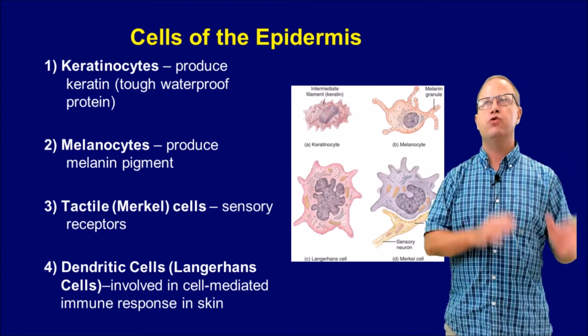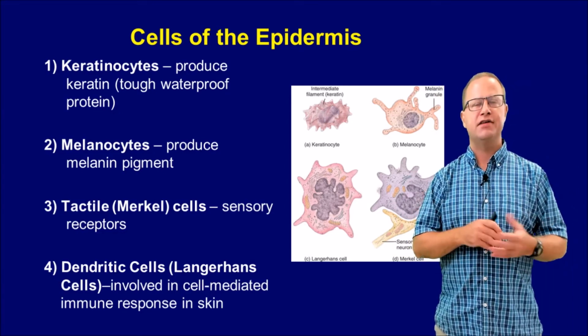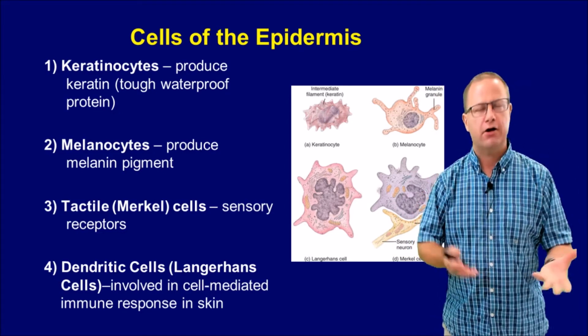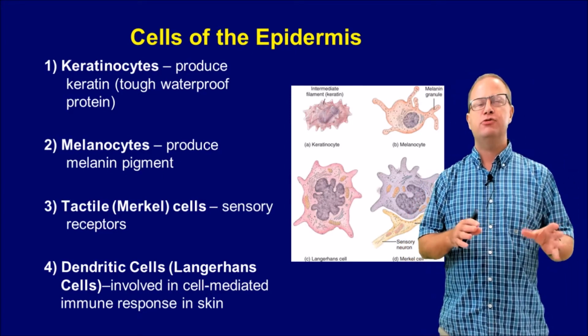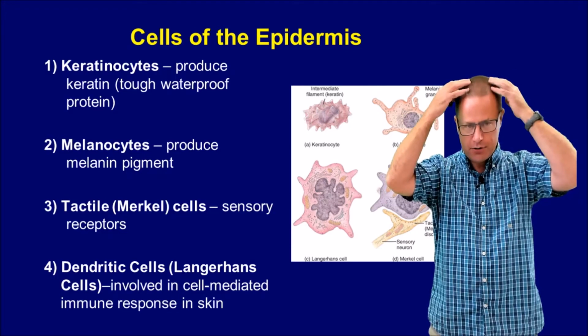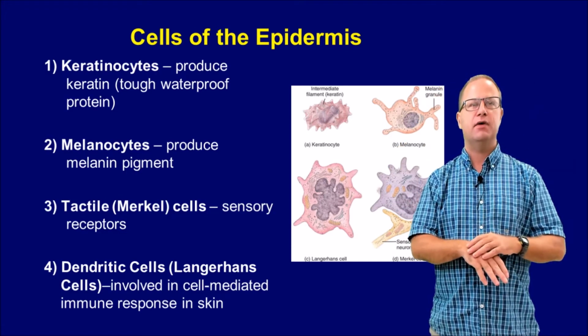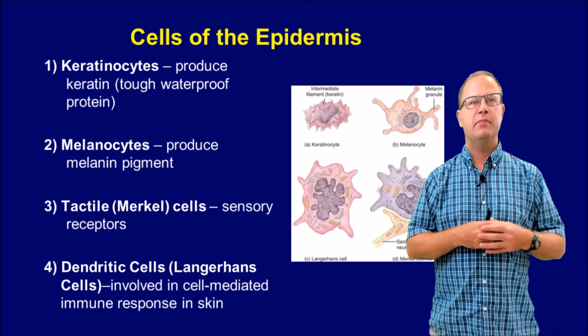First of all, the majority of cells are keratinocytes, and they are the cells that produce keratin. Keratin is a tough, waterproof, fibrous protein which we find in our fingernails and also in our hair, but of course it's found in the skin as well. And it makes this tough, waterproof barrier.